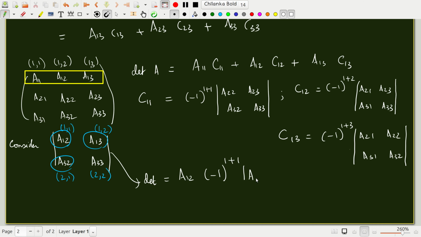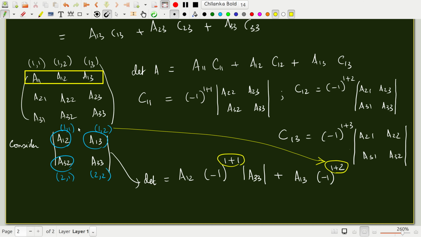Now we are left with only one number. There is no submatrix. It's a 1 by 1 matrix in some sense. So this is A33, determinant of A33. I'll tell you what is determinant of A33 in a minute. Plus A13 times minus 1 to the power 1 plus 2. It's not 1 plus 3 because now this is the 1 2 element of this submatrix, right? So this is 1 plus 2. So I want you to pay attention to this. This is very, very important. So this comes because of this, and this comes because of this. Okay. So this is just convention, right?